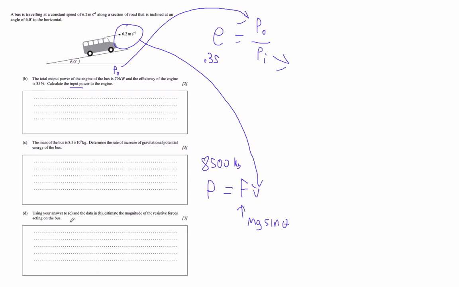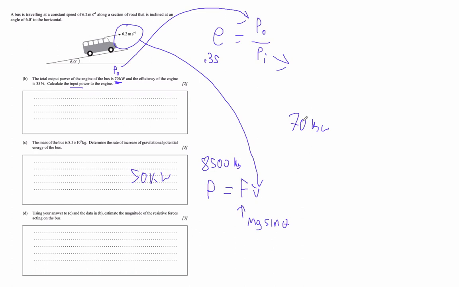Now, then it says here, use your answer in C and the data in B. The data in B, especially that we're going to use, is this, to estimate the magnitude of the resistive forces acting on the bus. So let's imagine, so this is 70 kilowatts is the power output. Let's imagine that we're doing work against friction to the tune of 50 kilowatts. That's just 50,000 watts.